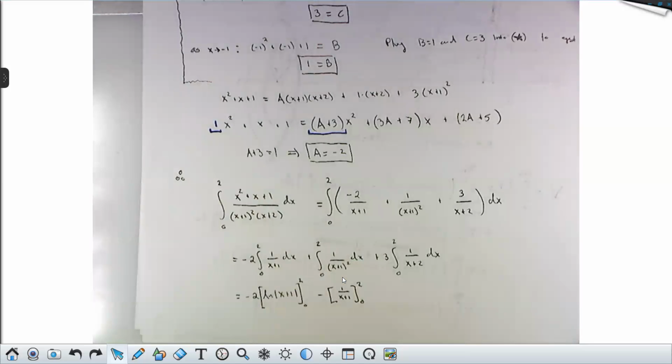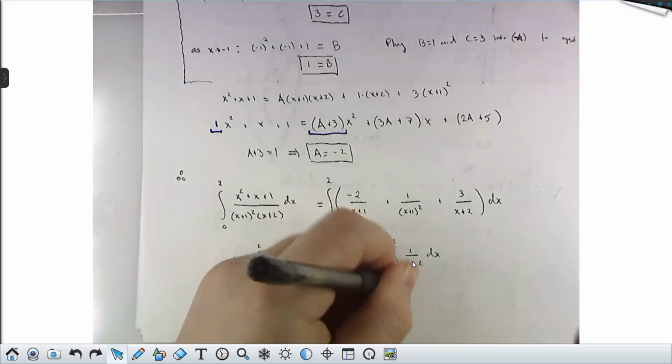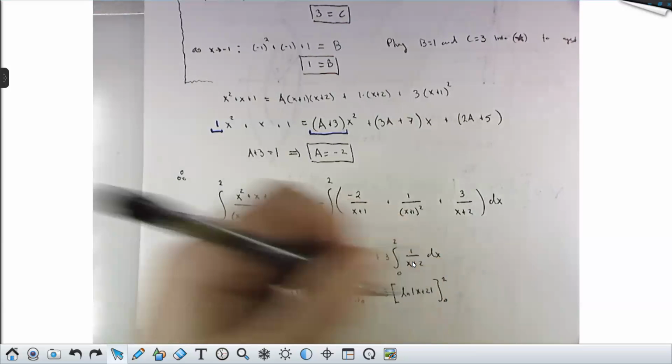And the last guy is also going to be a natural log. If you sub w equals x plus 2 in this integral, dw is dx, and you get 1 over w dw. So this is going to be plus 3 times the natural log of the absolute value of x plus 2, evaluated from 0 to 2.